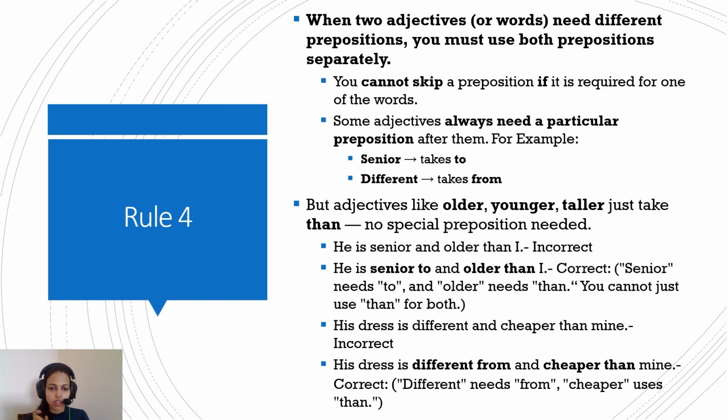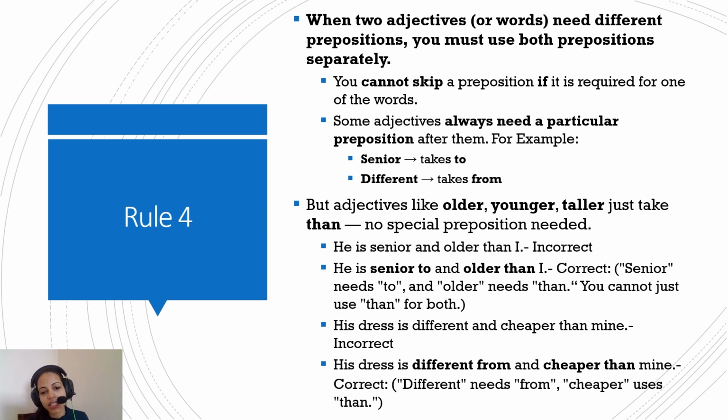Now, if senior and different or some such combination has been used in a statement, then they will require their own respective prepositions. You cannot be lazy and use just one preposition for both. No, it will not make sense. So you have to see what kind of adjective has been used and what is the requirement of preposition for that adjective, and accordingly use it. If you need, you use two different prepositions.